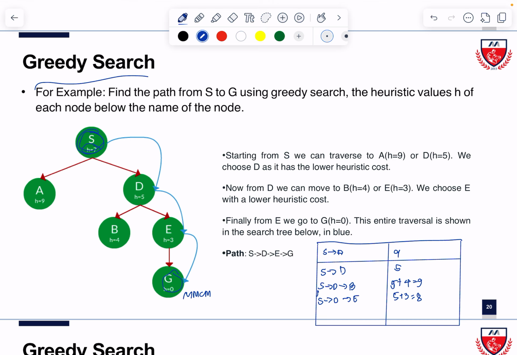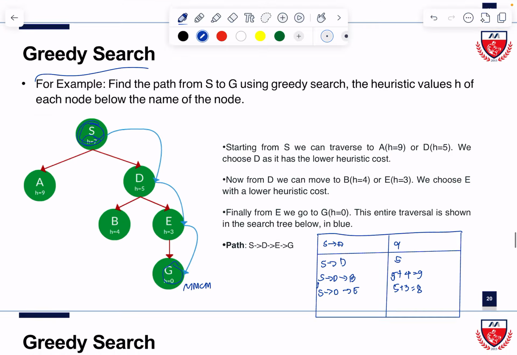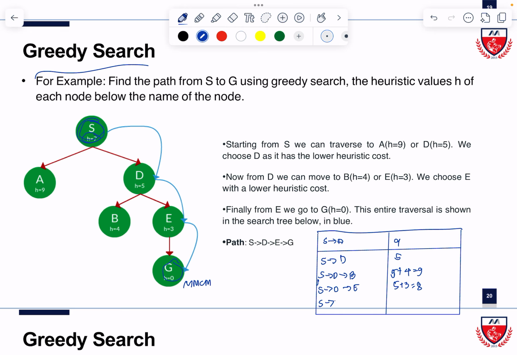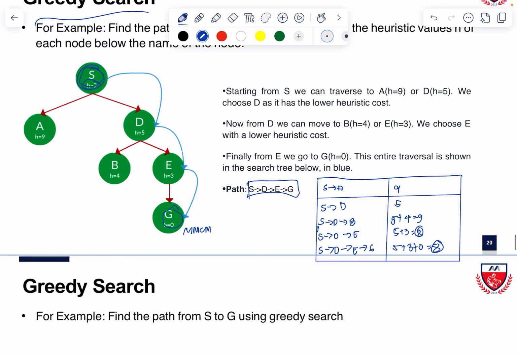So SDE. Next, since there is no other path, of course SD, because 8 is lesser than 9, so SDEG is our path. And that is 5 plus 3 plus 0, which is 8. So the estimated cost is 7, but using greedy search, the path cost is 8. Therefore our path would become SDEG with a cost of 8.